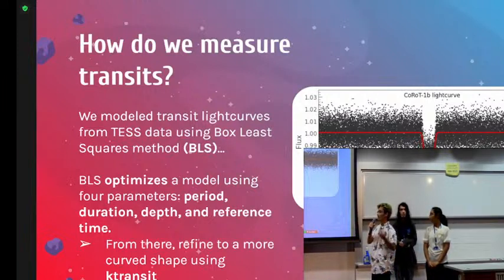There are four parameters that go into making BLS, which are period, duration, depth, and reference time. Reference time is the start time, period is the period between transits, duration is how long the transit occurs, and depth is how deep that transit is. From there, we refined it using a couple of different methods. For example, we used K-transit to refine it, and in the end, this is what we got for one of our light curves.